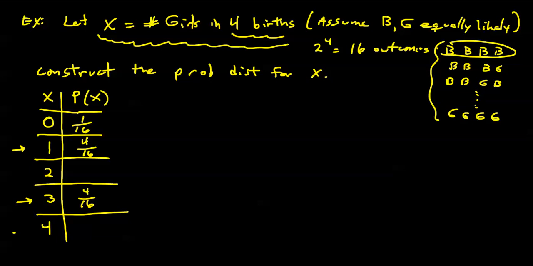Let's do 4 girls. 4 girls, well, only one of those outcomes has all girls, and that's 1 out of 16, or a 1/16 probability.